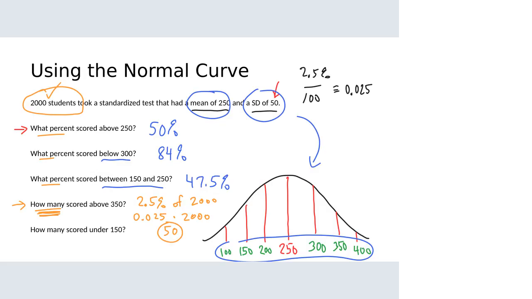Oops, I keep hitting the wrong button. Good, very good, Zara. And we have one more question on here, and what it says is, how many scored under 150? Yes, we never see 100% of the data. That's correct.